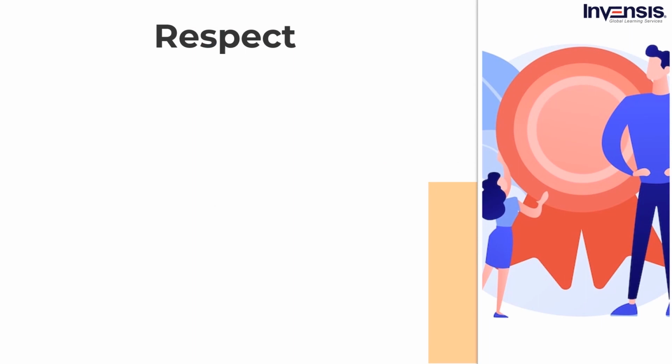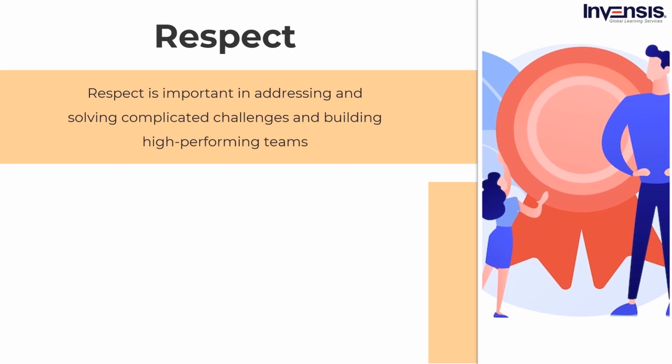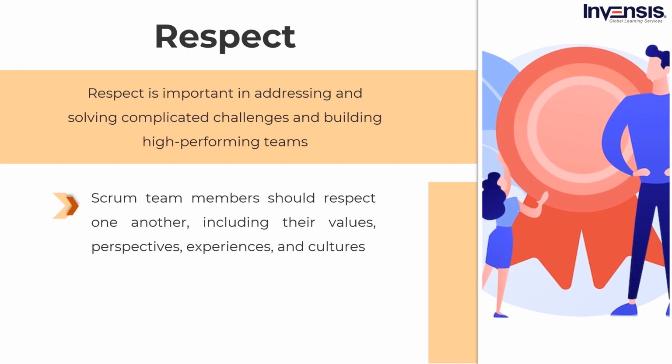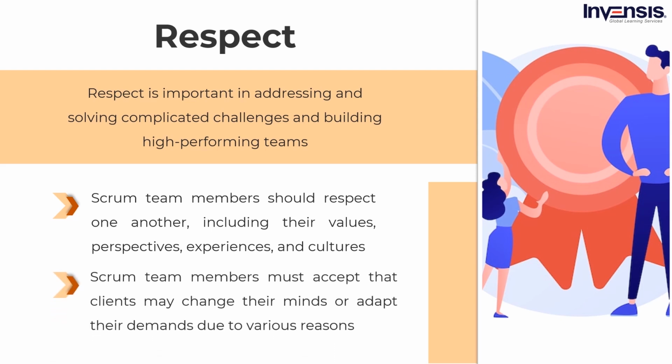Now, let us move on to our next Scrum value, which is respect. Respect is important in addressing and solving complicated challenges and building high-performing teams. Scrum team members should respect one another, including their values, perspectives, experiences, and cultures. Mutual respect improves Scrum team members' connections and increases the team's effectiveness. Members must also extend that respect to the users, listening to their concerns and complaints and ensuring that the completed product fits their needs. Scrum team members must accept that clients may change their minds or adapt their demands due to various reasons.